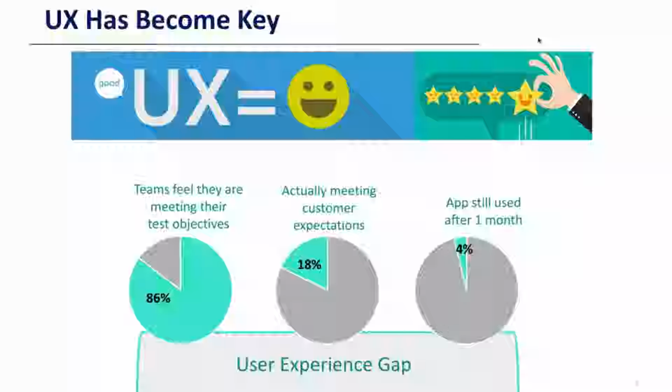If you look at results from 750 companies in the US and Europe in spaces such as retail, financial services, and telecommunications, 86% of the test teams building products in these companies feel their teams are meeting their test objectives. However, if you talk to their customers, only 18% are actually meeting customer expectations. If you look also at data from Apple and Google in their app stores, only 4% of applications in the B2C and B2B world are actually still used 1 month after being downloaded. That really shows that you have to capture the imagination of your users pretty early on and capture their user delight.